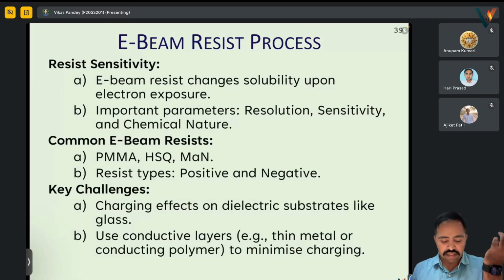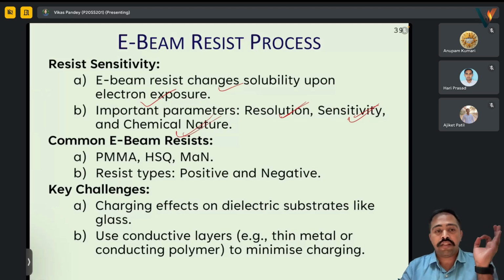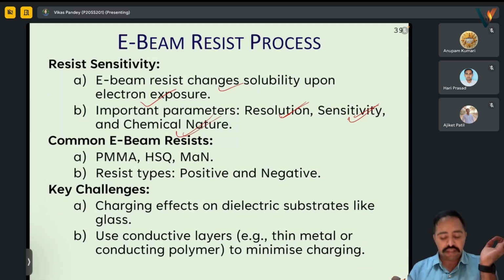Resist, in the case of e-beam resist, is a bit different from photoresist, where the resist will change solubility upon electron exposure. The important thing is that it will be very thin, since we have to deal with resolution. What sensitivity will be considered, and the chemical nature of the resist. Some common e-beam resists are PMMA, HSQ, and MAN. Again, it has both positive and negative types of resist.